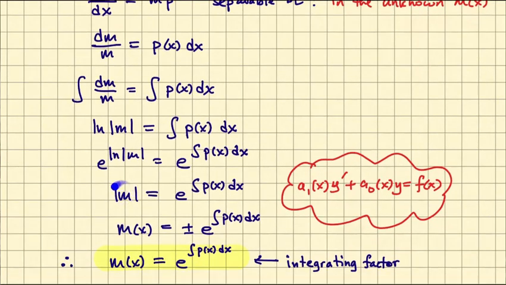If I drop these absolute values, I pick up a plus or minus sign here. And now I don't need to find every possible integrating factor. I just need to find an integrating factor that works. So I'll take the positive one. And we'll say m is the positive e to the integral of p of x dx. And this is the formula for an integrating factor. You really need to commit this to memory. It tells you that that is the recipe for the integrating factor.